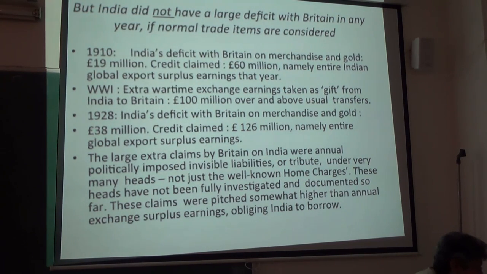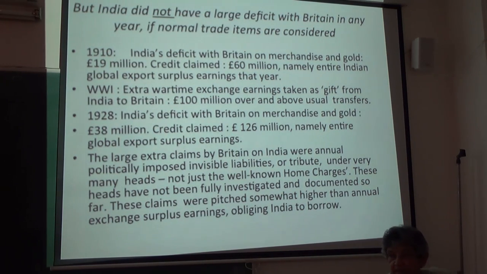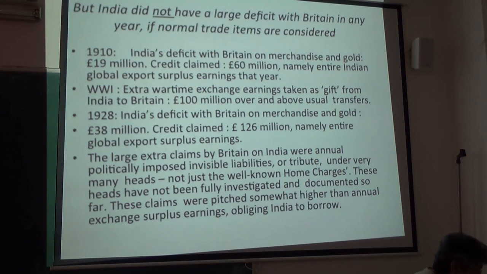Or you take the year 1928, India's deficit with Britain on merchandise plus gold, and the deficit was only because India was a compulsorily open market into which Britain was pouring its manufactures. It was not allowed to protect itself, otherwise it wouldn't have had a merchandise deficit with Britain either. So its total merchandise plus gold deficit in 1928 was 38 million pounds. The credit claimed was 126 million pounds. What's the difference? 88 million pounds of investments.